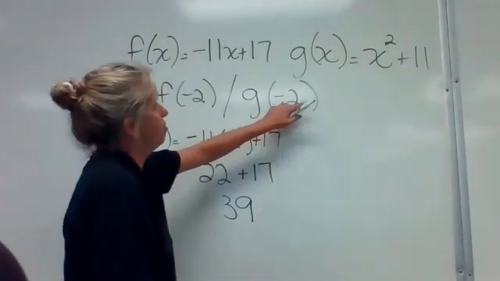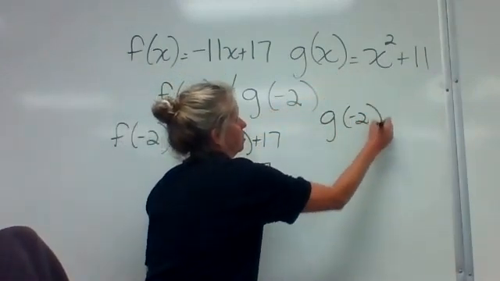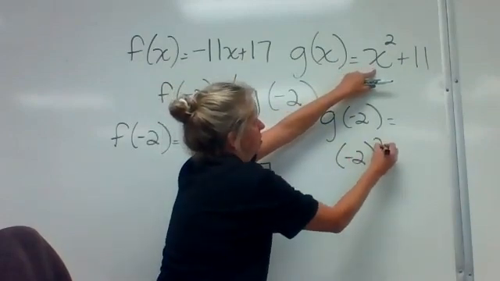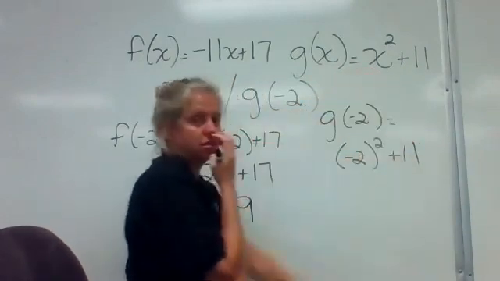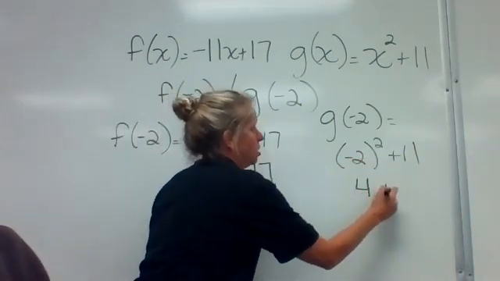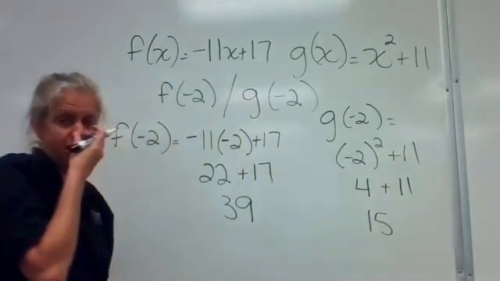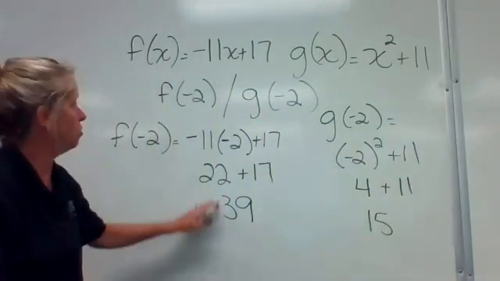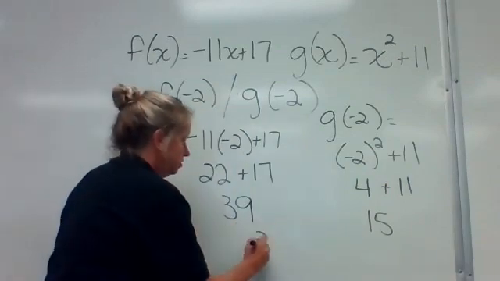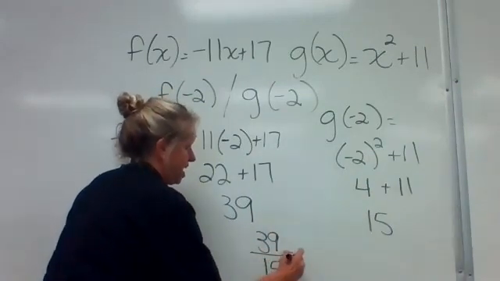Do it with the g now. I'm replacing its x with negative 2. So negative 2 squared plus 11. Negative 2 squared gives me 4 plus 11 gives me 15. So what does it want me to do? Put the f answer, which is 39, over the g answer, which is 15.